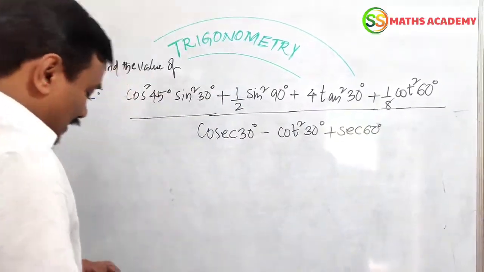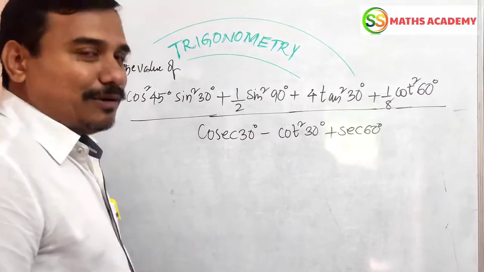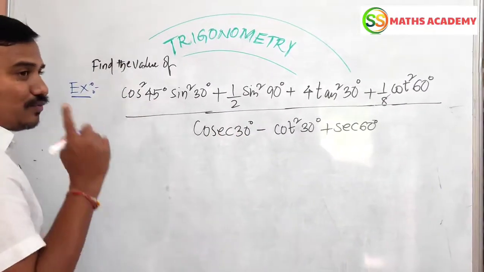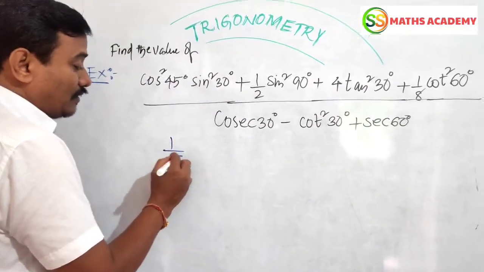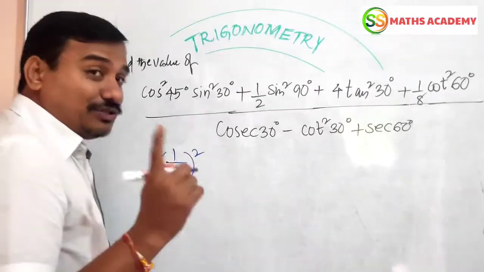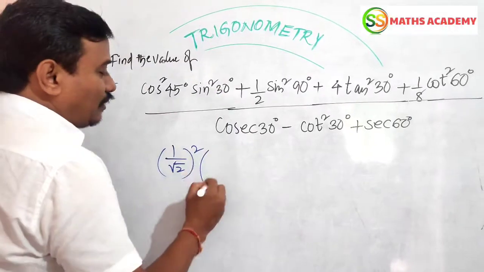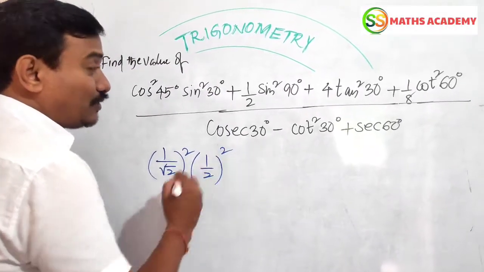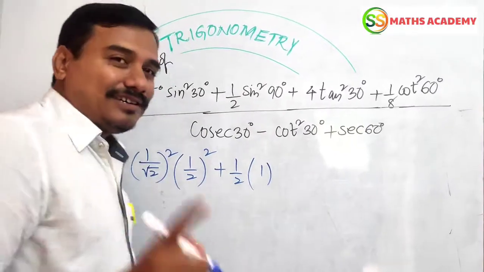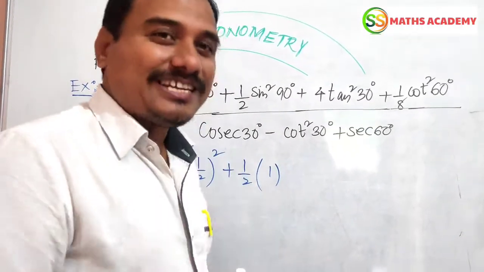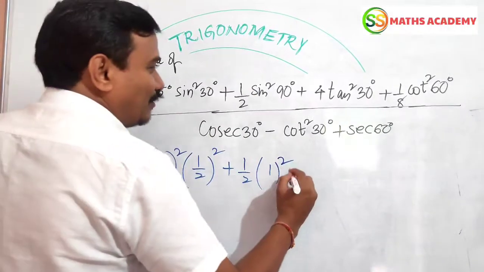See by the table, dear viewers. Keep in mind: cos 45° is 1 by root 2 only. In our previous video, did you check this technique? Now sin 30° is 1 by 2 only, to the power 2. Sin 90° is 1 only, sin 90° whole square.